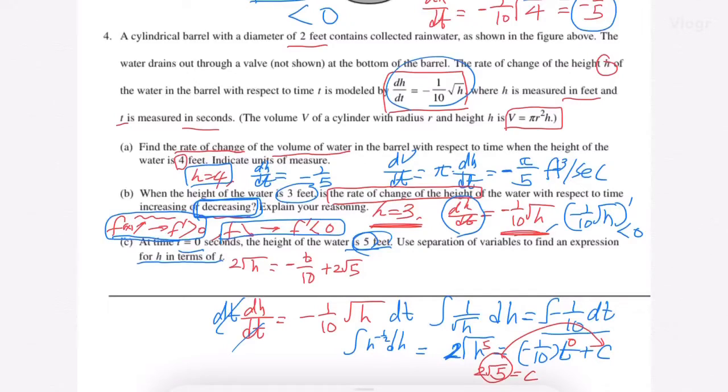And then solve for h, right? So divide by 2 first. So square root of h equals negative t over 20 plus square root of 5. So what is h equals? That whole thing squared. Got it? So h equals negative t over 20 plus radical 5, whole thing squared. This is the answer.